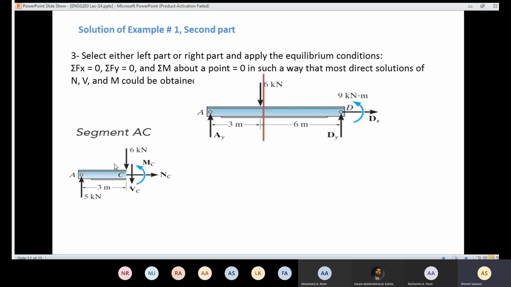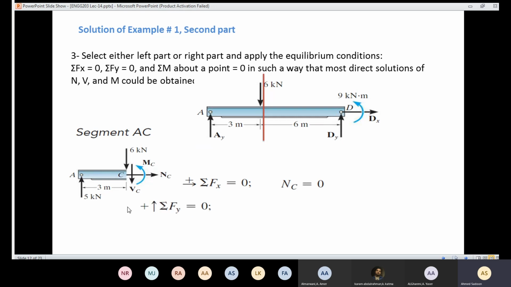And the only difference between the segment AC and AB is the force of 6 kilonewtons. So here we are going to have 6 kilonewtons in the segment. Again, I'm going to say that the summation of the forces in the X axis should equal 0, with the sign convention. We are going to have 5 kilonewtons positive. We are going to get only NC regarding the X axis. So NC came out to be 0.